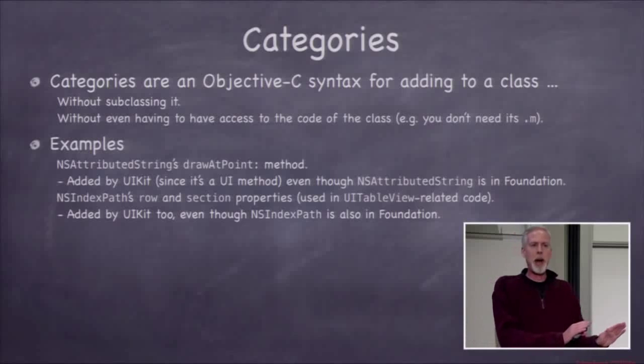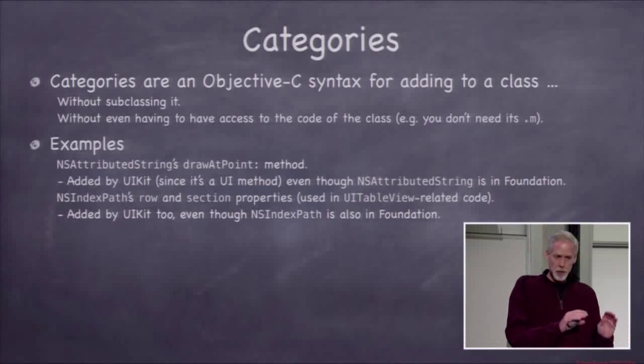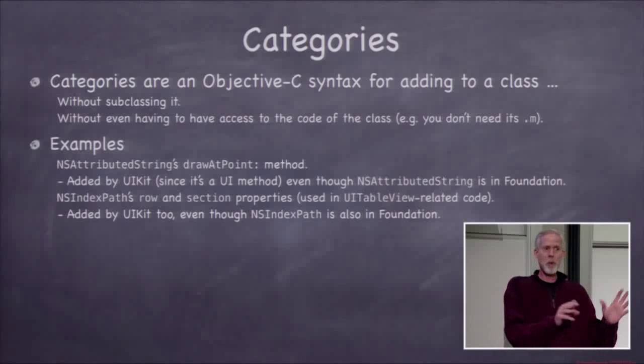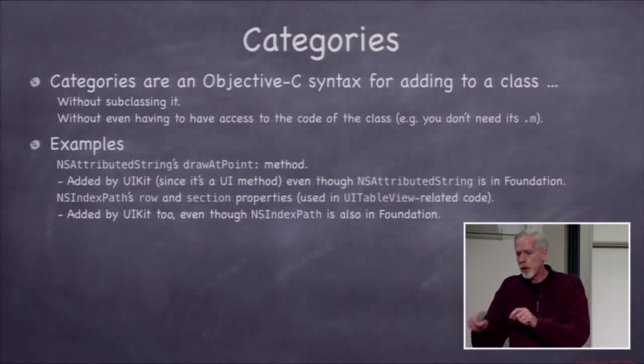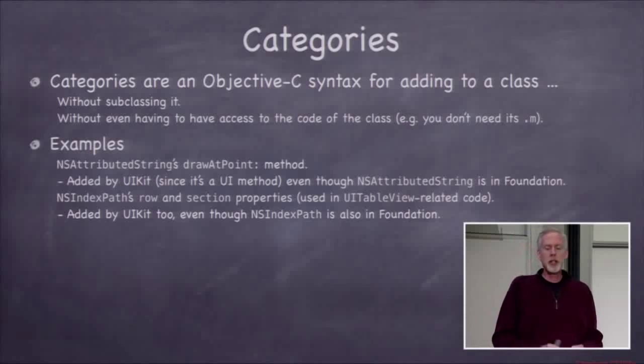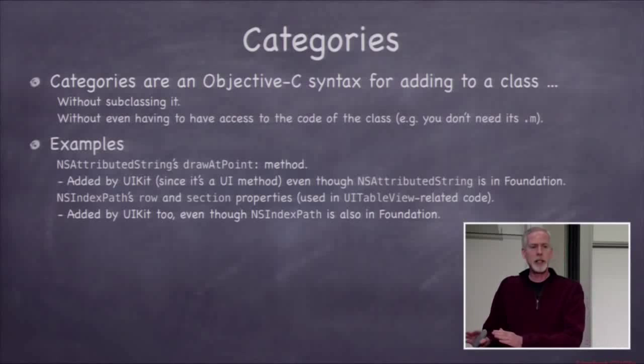Same thing, NSIndexPath. I told you NSIndexPath only had two methods on it, row and section. But actually, NSIndexPath has a whole bunch of methods on it. It's in Foundation. It's just a generic index pointer into an arbitrary, linked list of items. It's just that UITableView wants to call it row and section. So it adds the properties row and section to NSIndexPath, even though, again, table view is in UIKit and index path is in Foundation, not even the same framework.